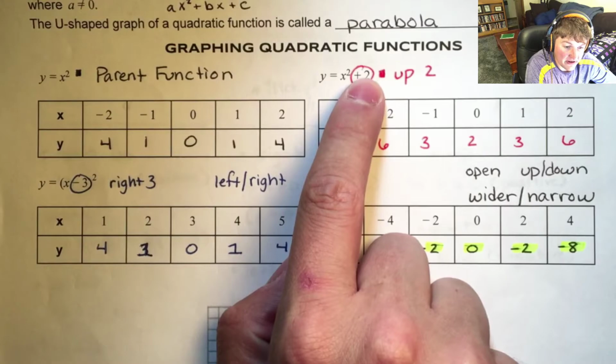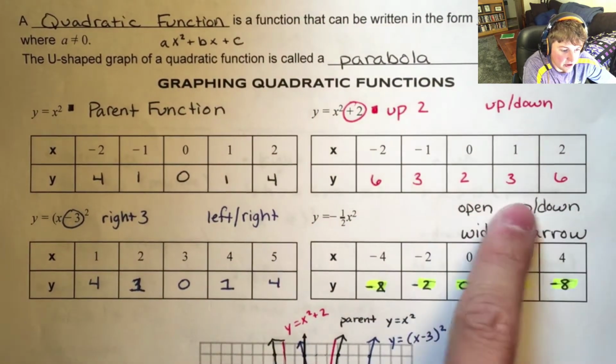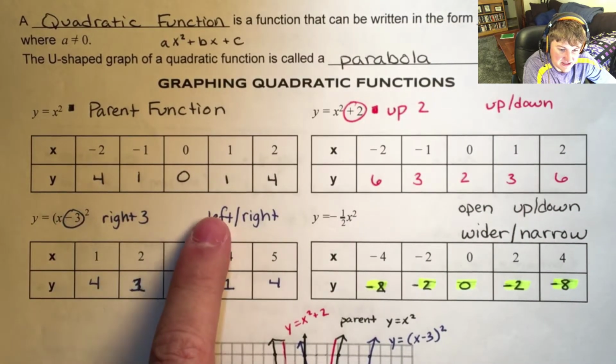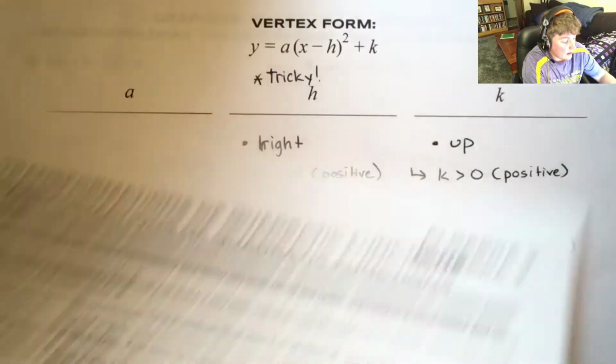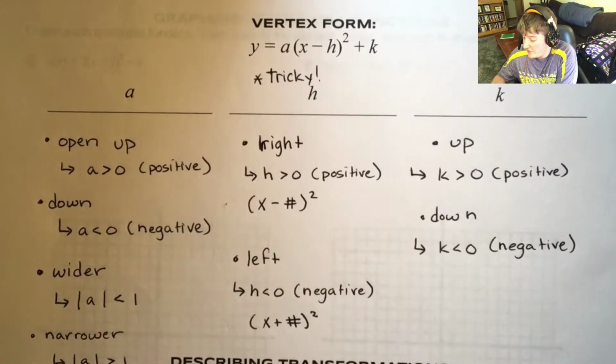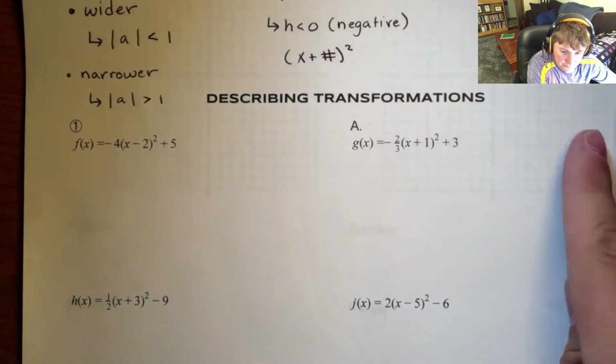This number outside here by itself is going to move it up or down. This number here, it's going to open it up or down. It's going to be wider or narrower. This number on the inside of the parentheses is going to move it left or right. Okay, so let's go ahead and describe some of these transformations on our own without actually graphing and seeing what these look like.